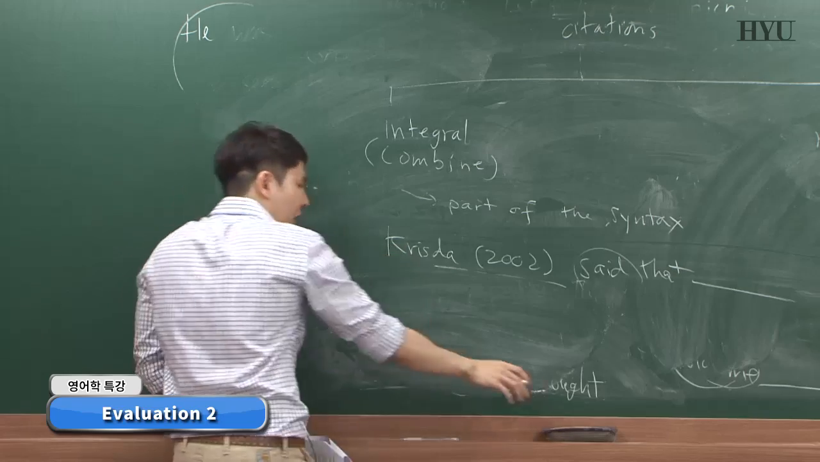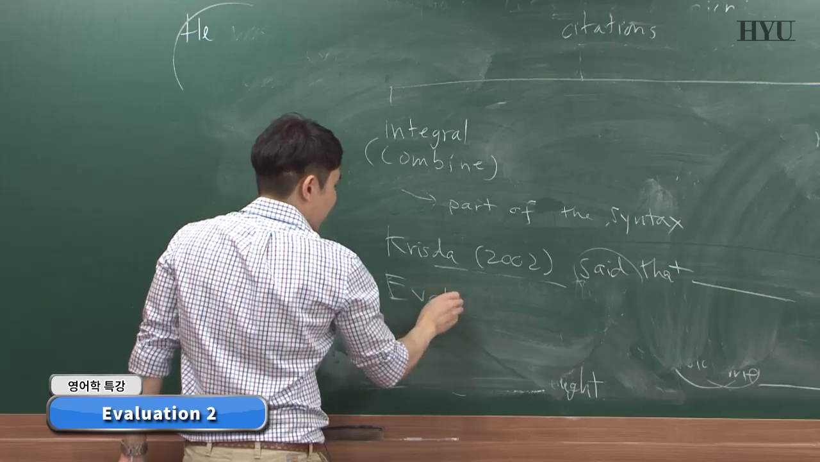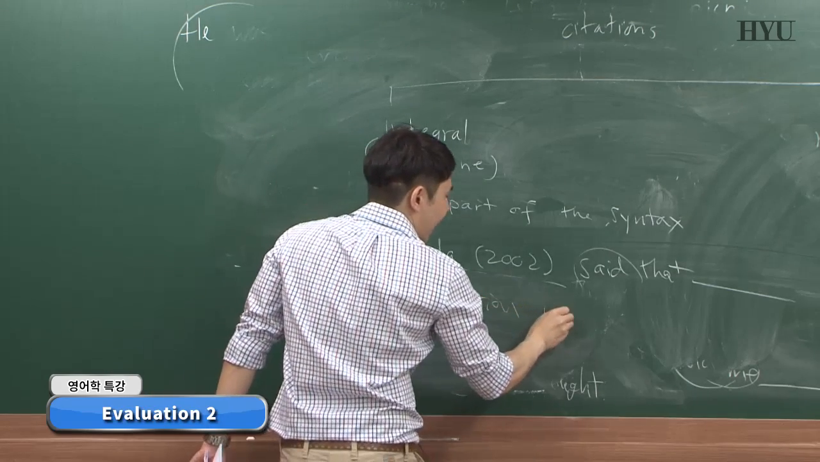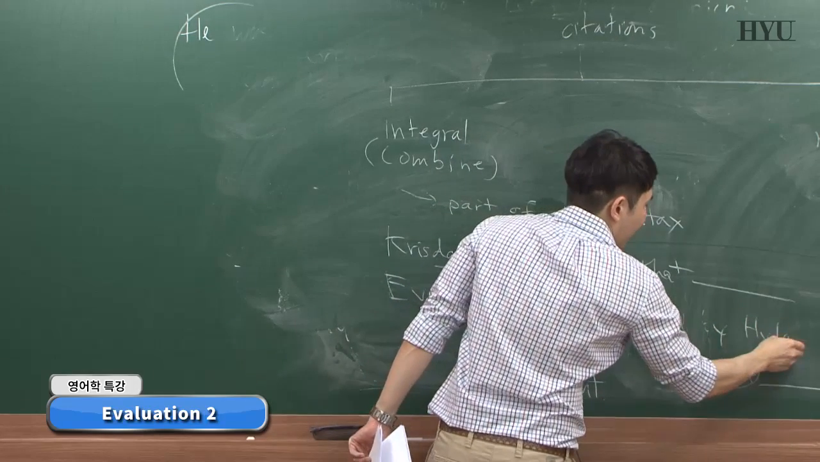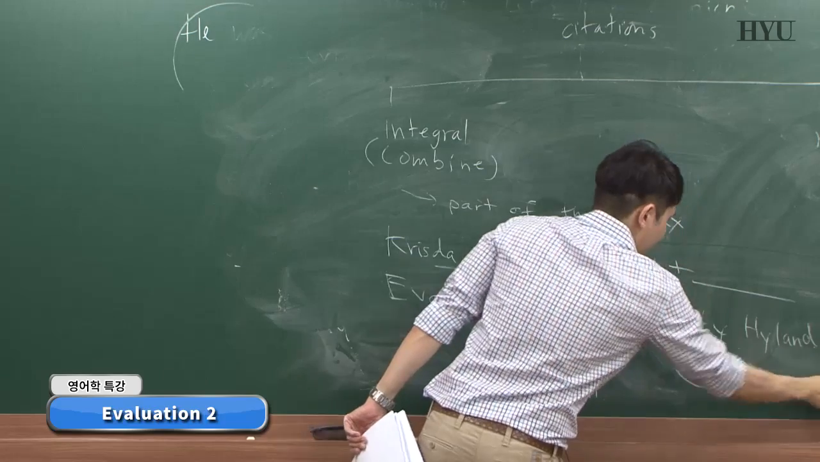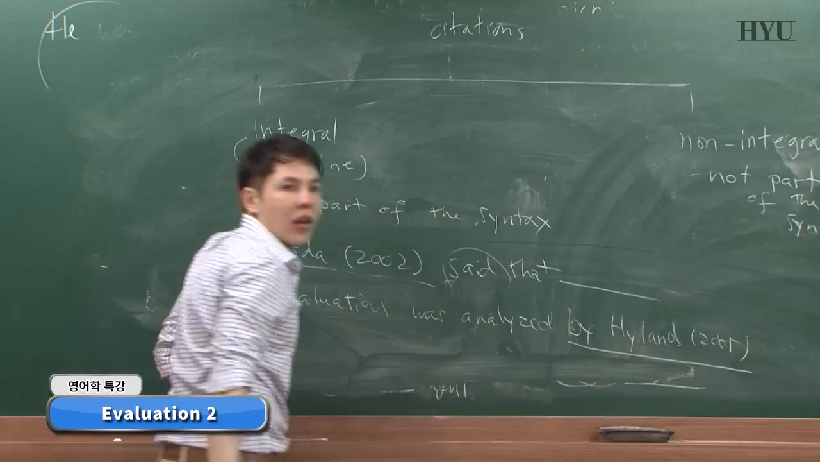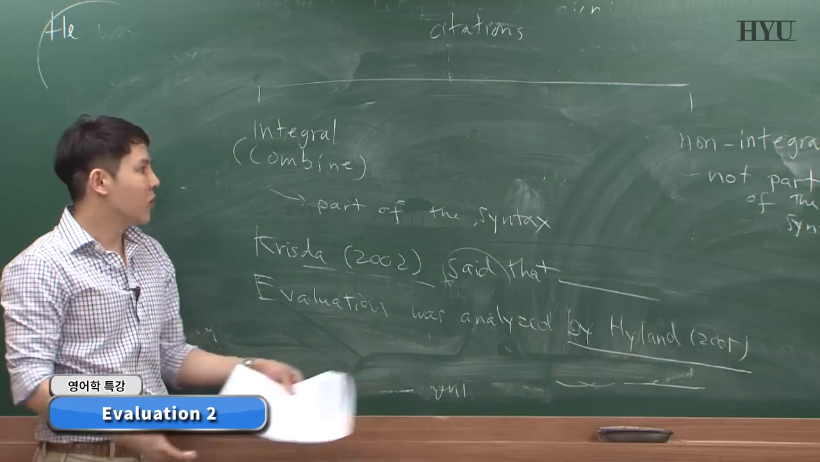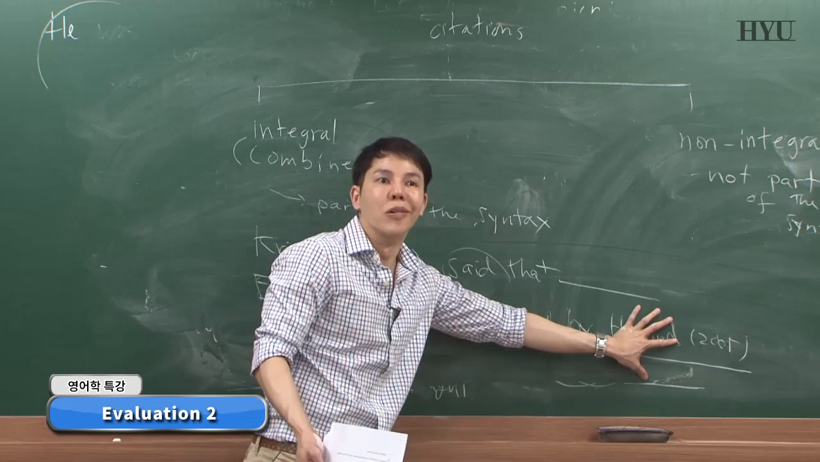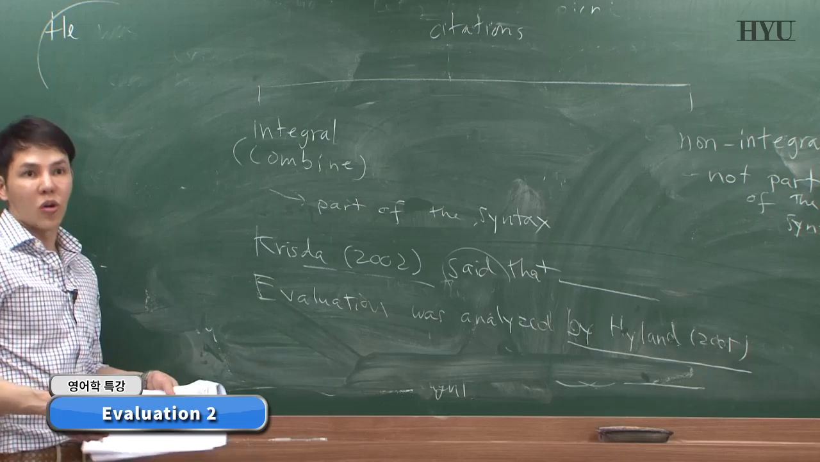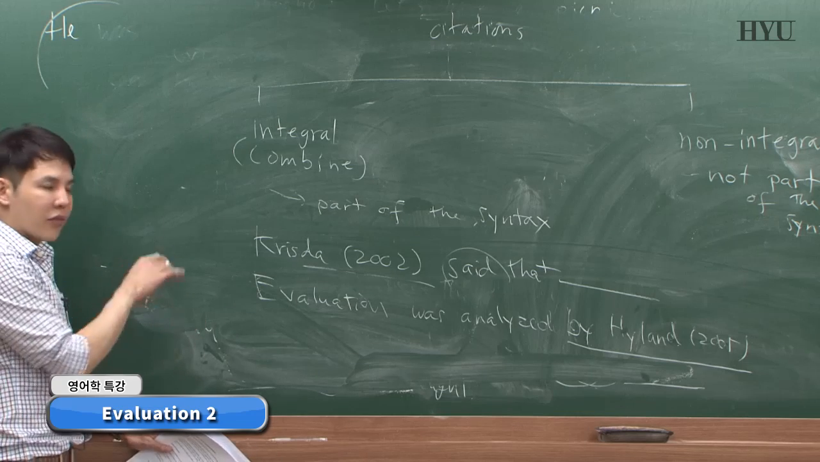Or this one is clear, right? Something like, evaluation was analyzed by Highland, 2005. Now, that one is also clear, right? That is part of the syntax. Highland is the object of by. So it's integral, because if you take this out, by what, by who? So this is integral.